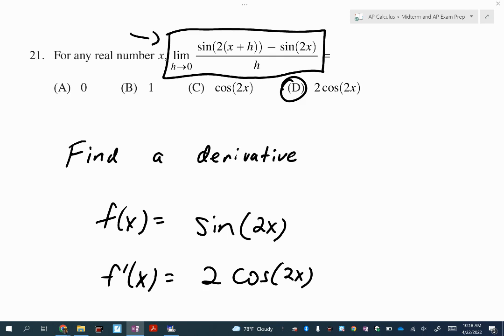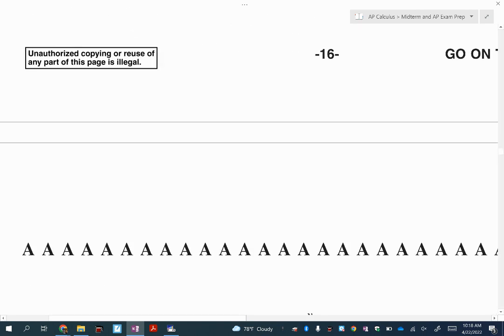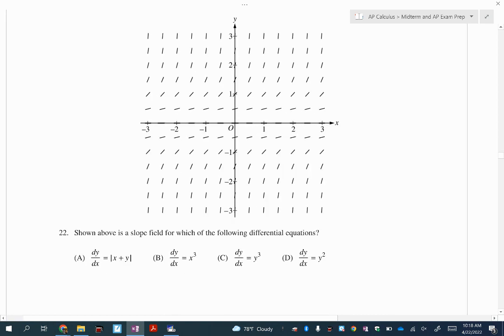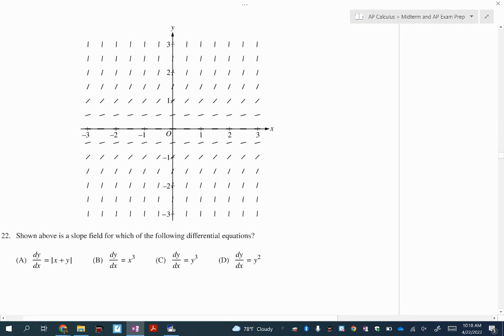All right, ready? 22? All right, 22. Oh my gosh. What do you see? A slope field. Guys, I hope everyone got this one right. God, what a great question. I know you guys love slope fields.